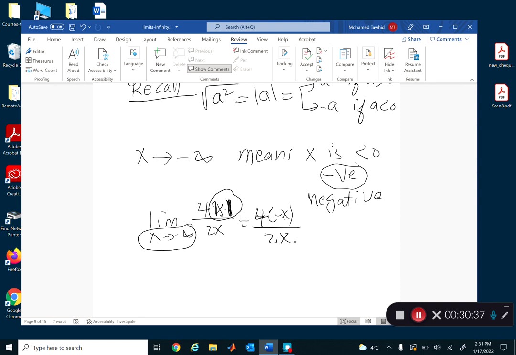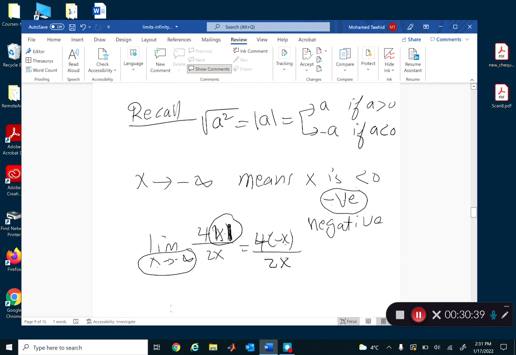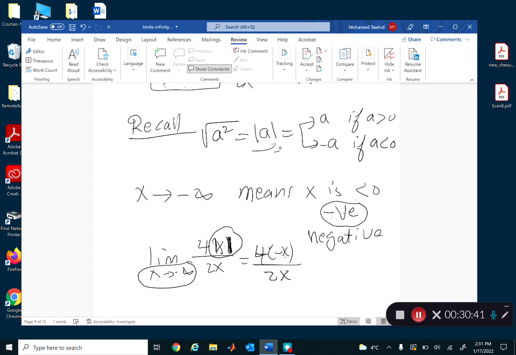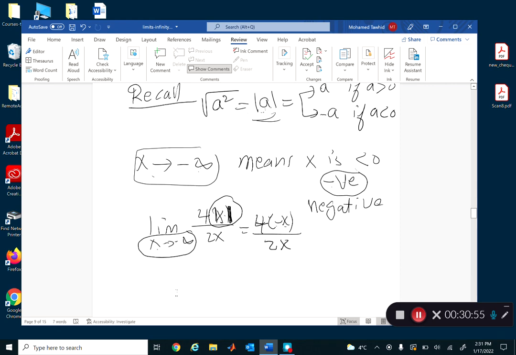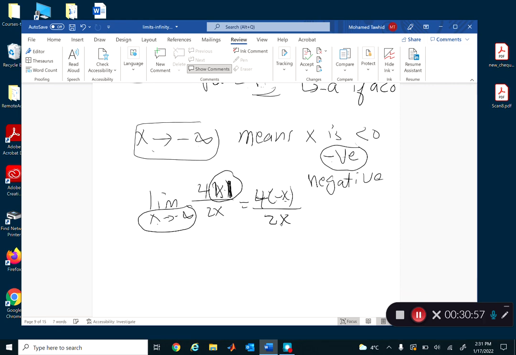Why do I replace the absolute value of x by negative x? Here is the definition. The absolute value of something could be positive or negative, depending on whatever is inside the absolute value. So here, I know x is negative because it's close to minus infinity. So simplify this. x cancels with x, 2 cancels with 4. So what did you get? You get negative 2. So I have here the limit as x close to minus infinity of negative 2.